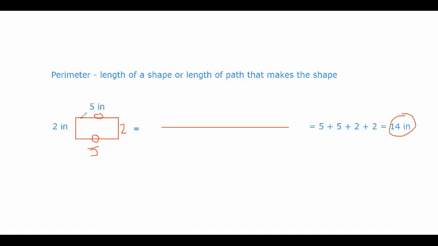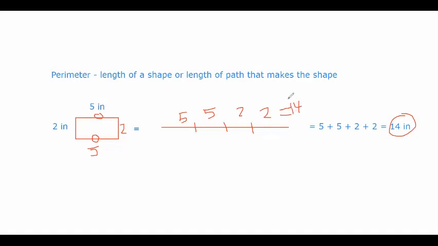If you were to take this rectangle and put it into a straight line, you would get a line that's 5, another line that's 5, and then these two would be 2 inches. And then again, you add them up, and that equals 14.